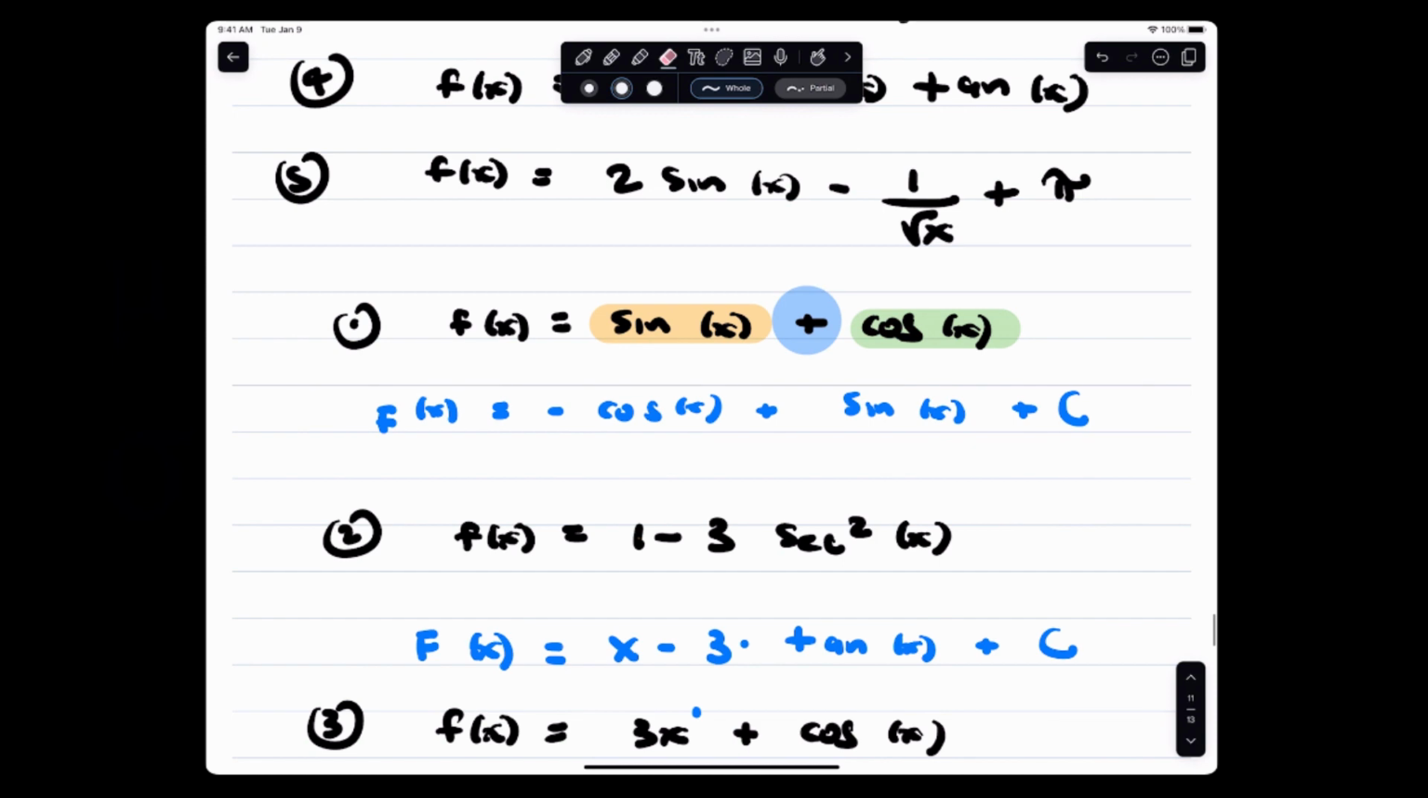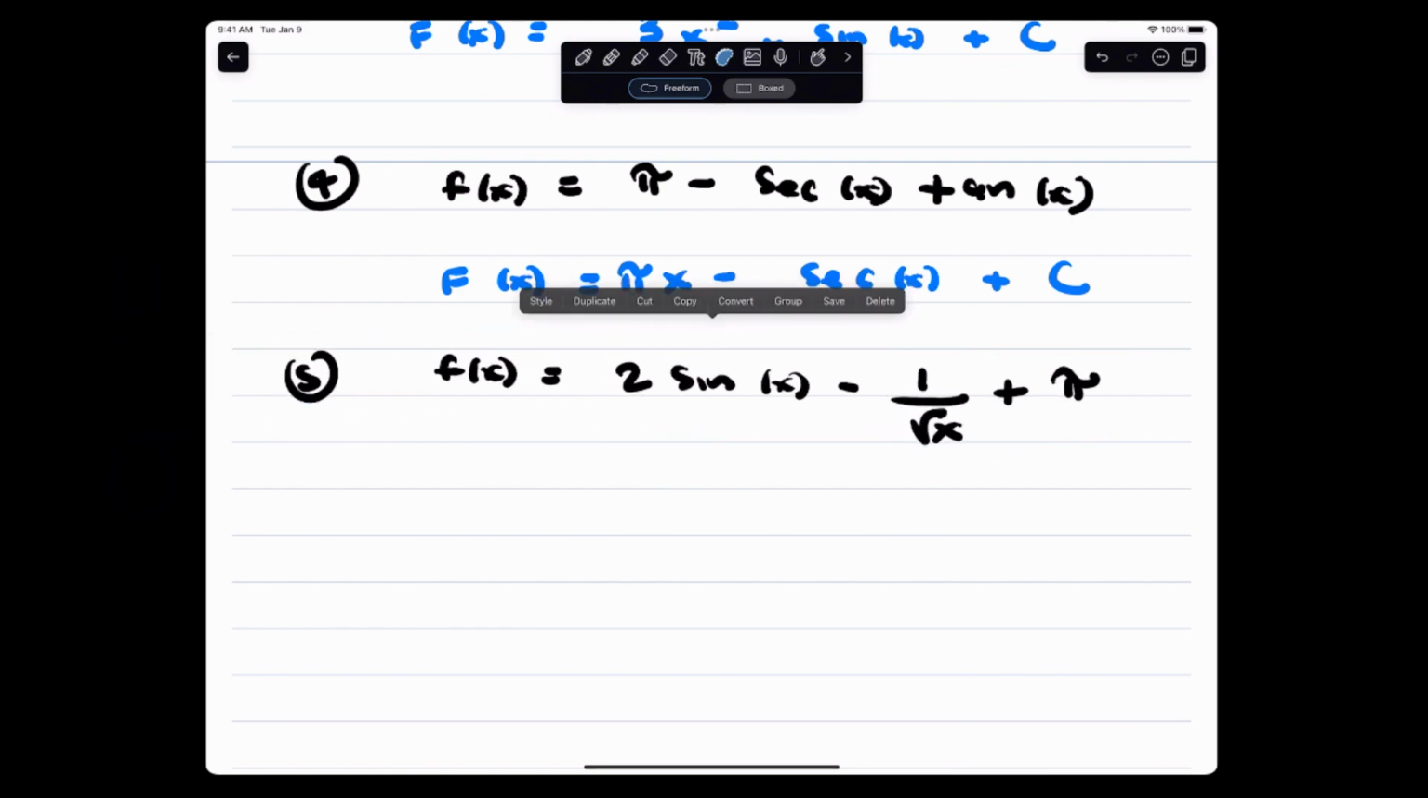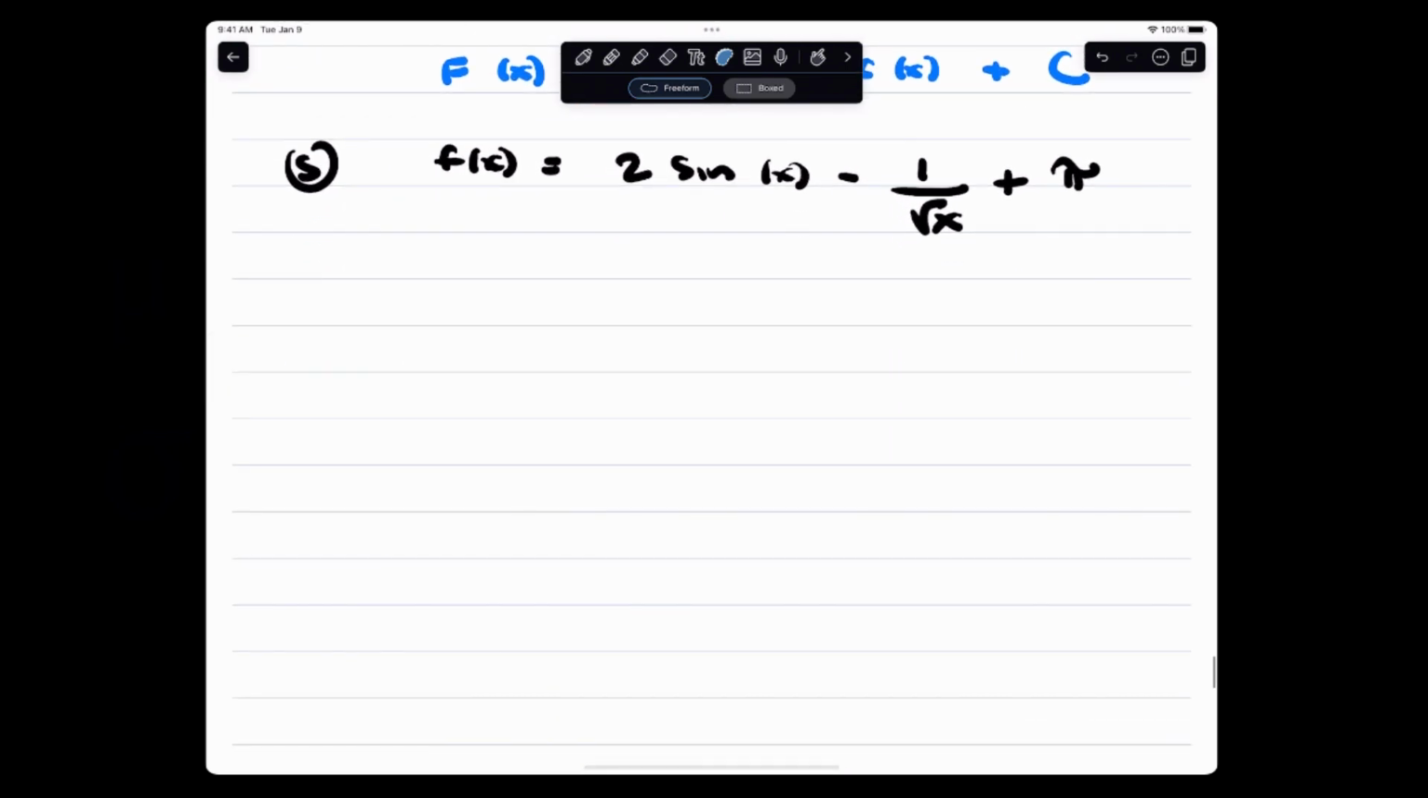Number 5. Let's see if you guys can do number 5 here. If we go through this, you have a constant here of a 2. I need the antiderivative of sine. The operation is subtraction. Then I need the antiderivative of 1 over the square root of x. And then I have an addition operation, and they gave me another constant out there.